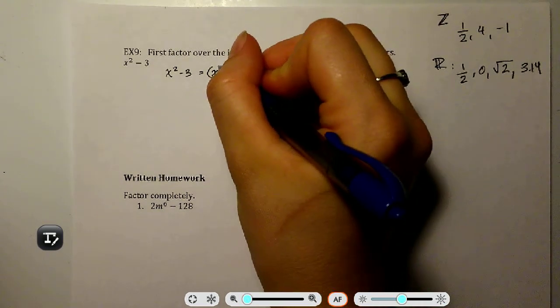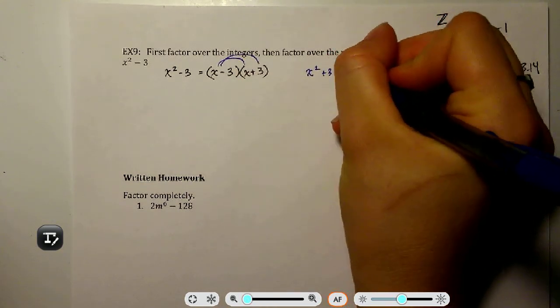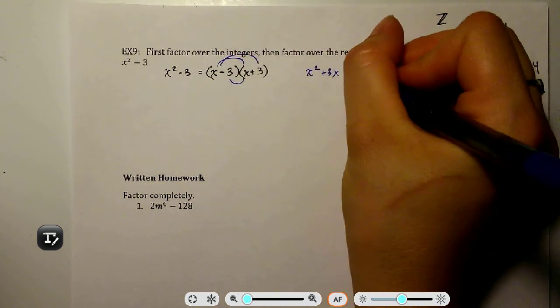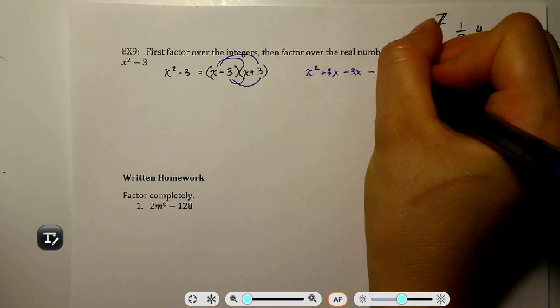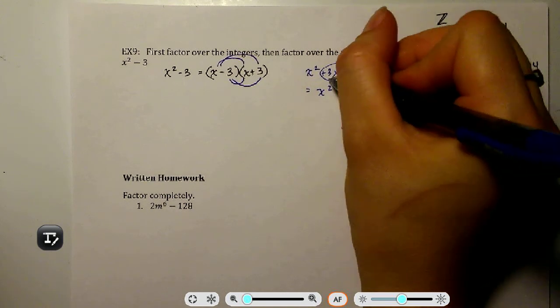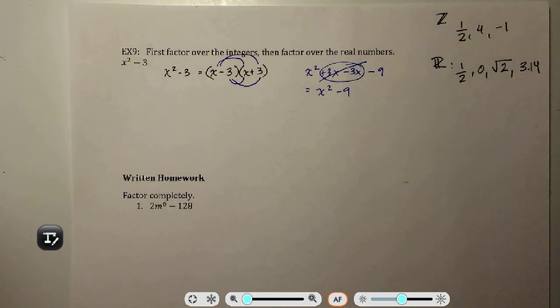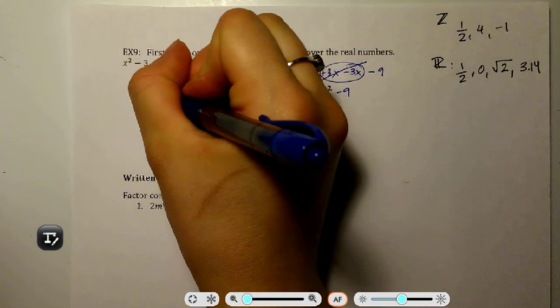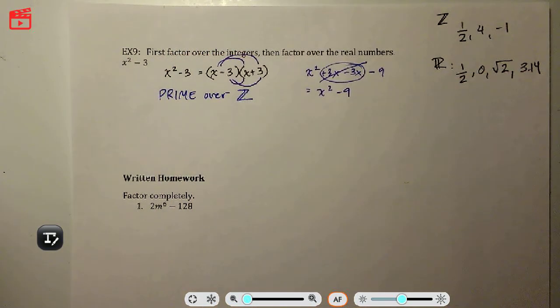So if I take the first one, I would get x squared. Outside, I'd get 3x. Inside, I would get negative 3x. And last, I would get minus 9. So that comes out to x squared, well, those guys cancel. And I'm left with minus 9. Shucks, that didn't work. Okay, so actually this one, we cannot factor it over the integers. So over the integers, what would we call this? This is prime over the integers. Okay, cannot factor in integers.